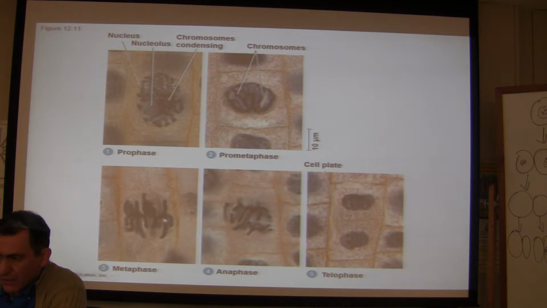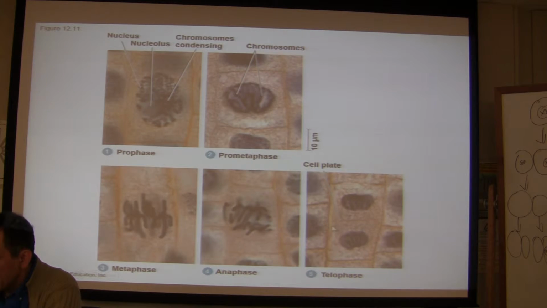But look at the chromosomes. They're all lining up in the middle of the cell. And what stage is that? Metaphase. And now the sister chromatids have separated. That's anaphase. And now look at the cell plate.